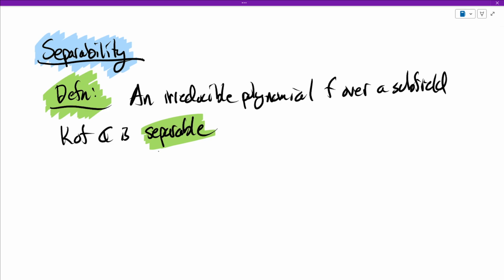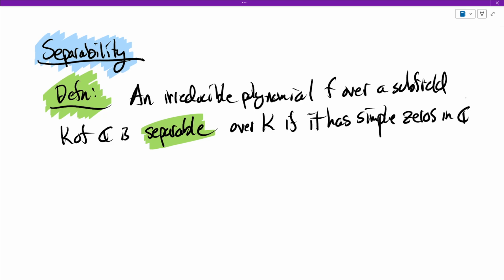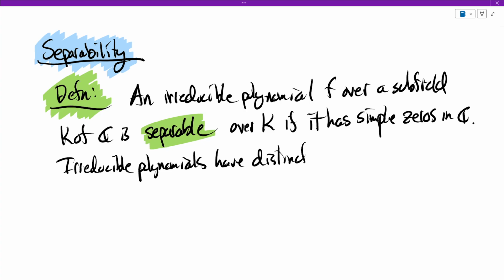Separable means sort of separated. So what's separated? It's separable over K if it only has simple zeros in C, or simple zeros in a splitting field. So what this means is that irreducible polynomials have distinct roots. There's no repeated roots. All the roots are distinct. If you were to label all the linear factors, they're all distinct.